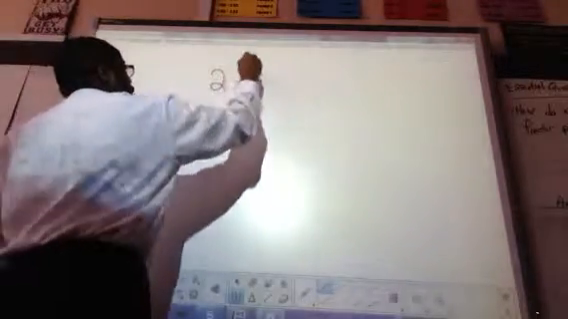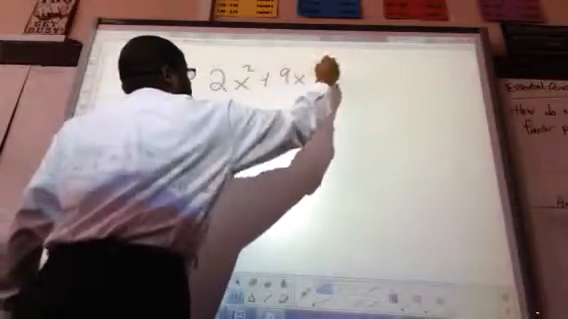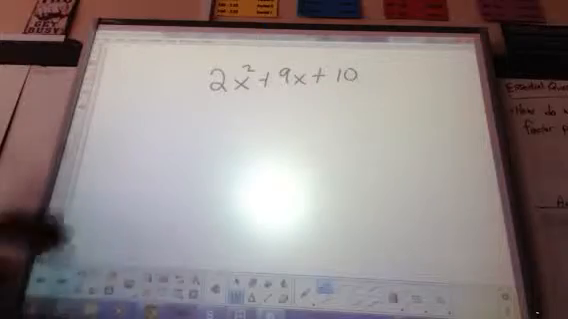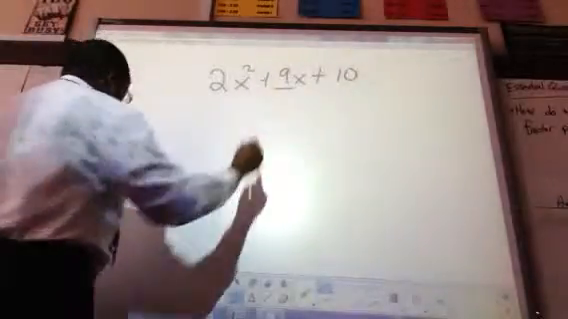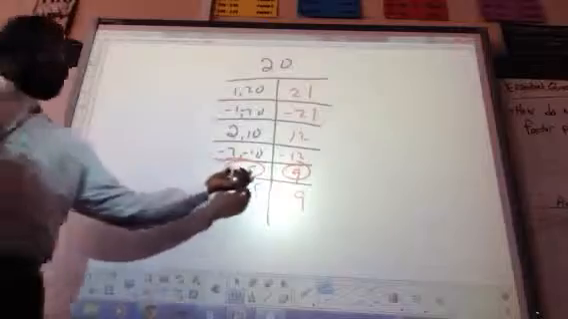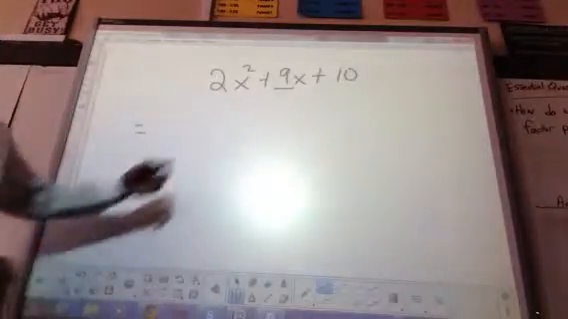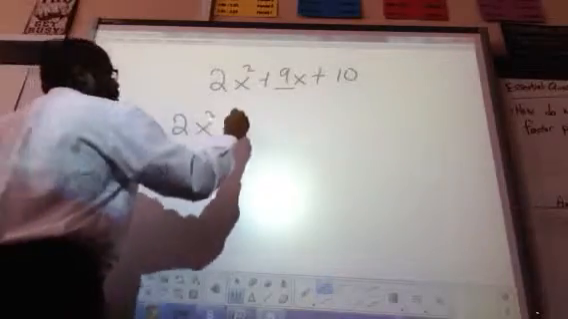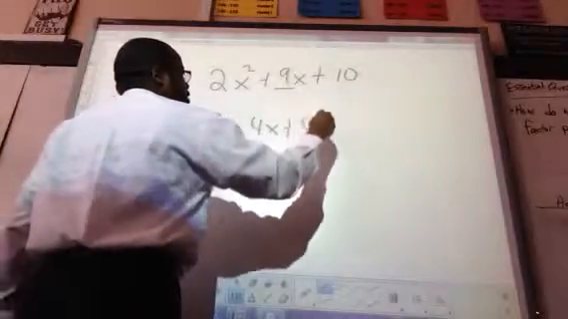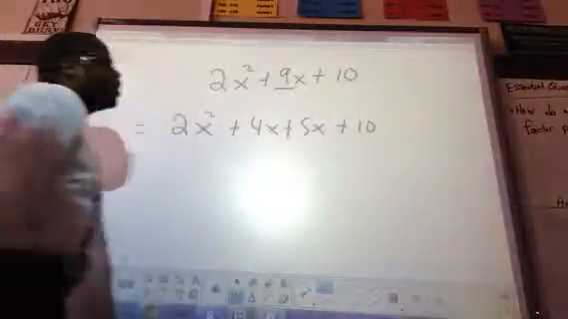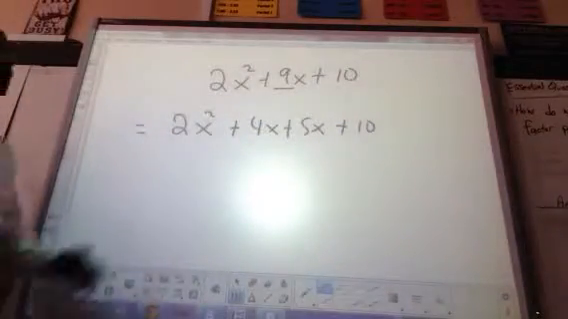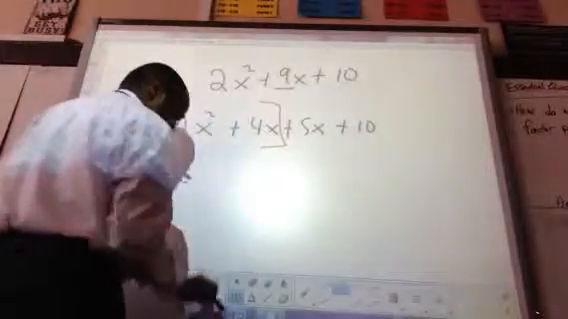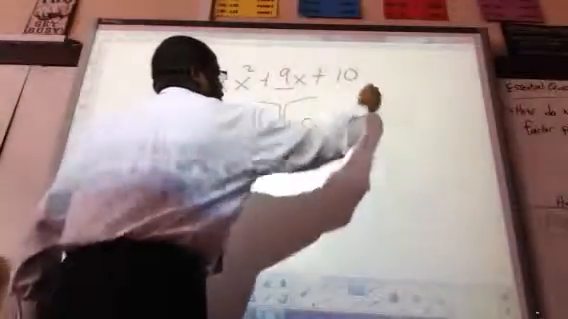Here was our original problem, 2x squared plus 9x plus 10. We said we were going to replace b using the 4 and 5. Notice the 4 and 5 have x's with them, therefore these two should have the x's. Now we factor by grouping. We group the first two together, and then we group the last two together.